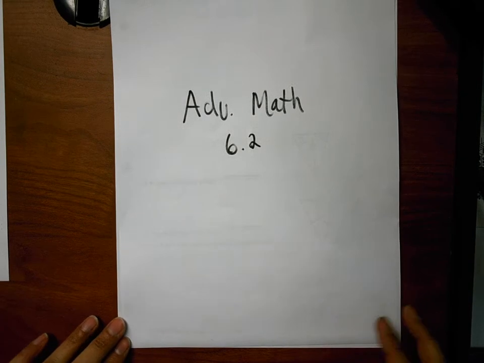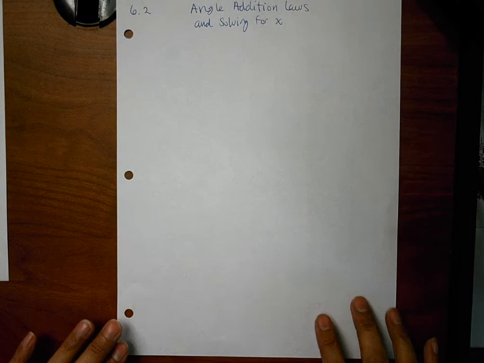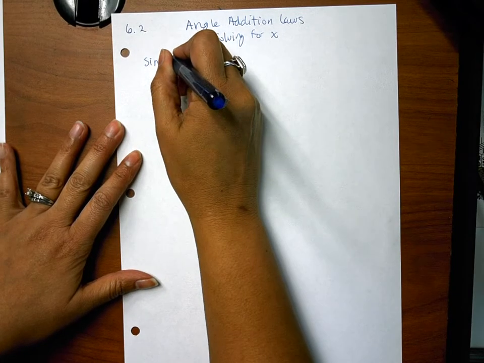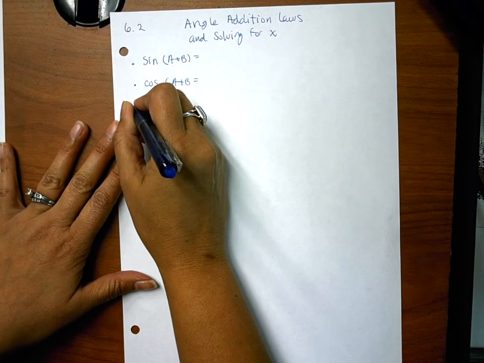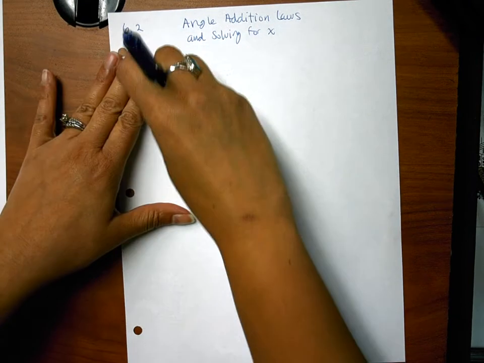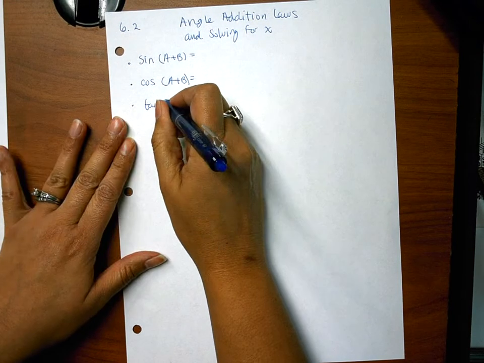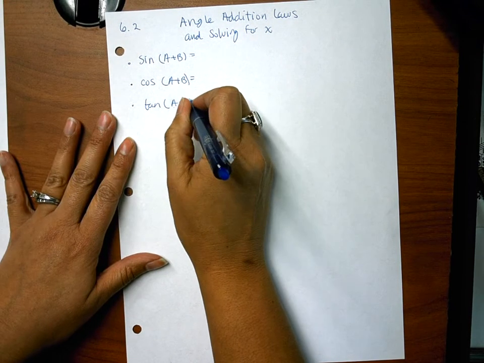This is Advanced Math 6.2 notes. That's Unit 6, Lesson 2. The title is Angle Addition Laws and Solving for X. Quickly, sine of a plus b equals blank and tangent of a plus b equals blank.